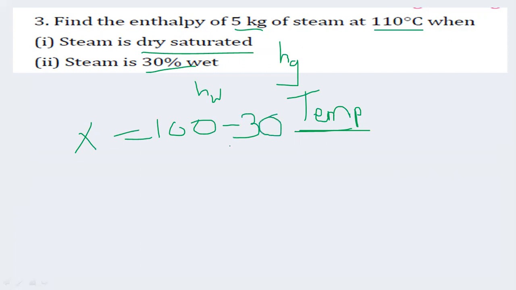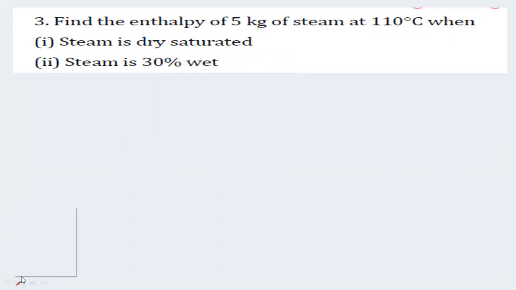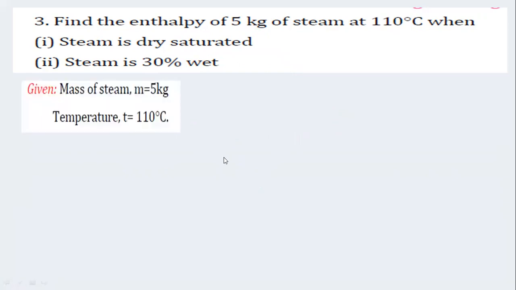X is equal to 100 minus 30, which means we get around 70%, or 0.7. So these things we need to estimate now. Let us see how we can do the solution here. As I'm telling you, the mass of the steam given to us is how much?